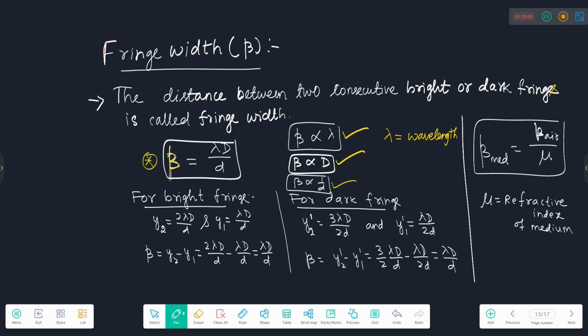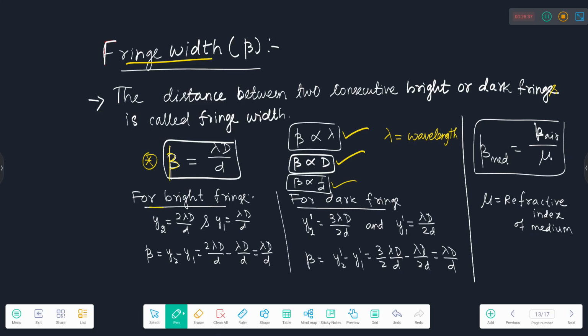Remember, many things they will ask you here. Angular separation does not depend on capital D, but linear fringe width depends on capital D. Angular separation does not depend on capital D; only linear fringe width depends on it.